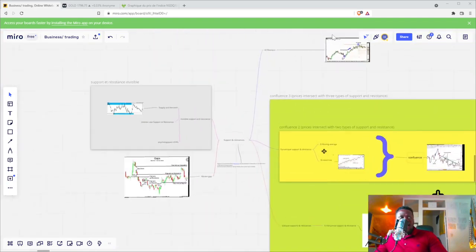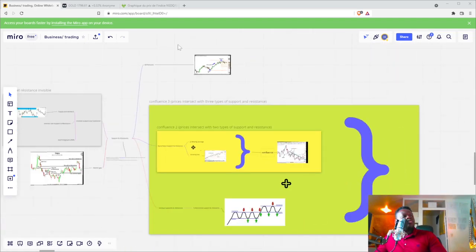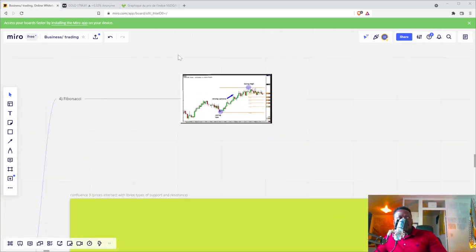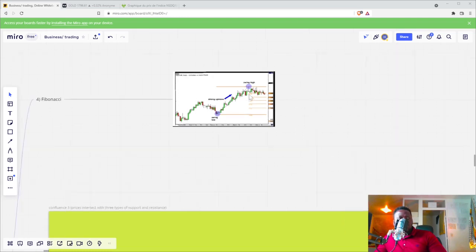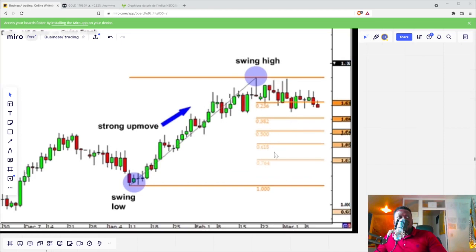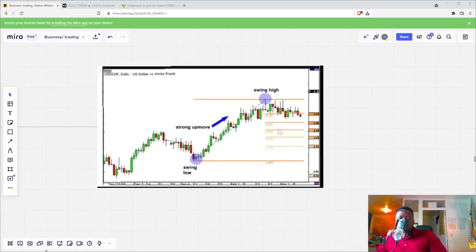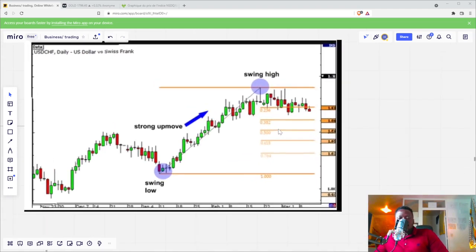Go to the next type of support and resistance. You can use some indicator to draw your support and resistance, like Fibonacci. As you can see on this peak, you have different kinds of levels for the support and resistance, and Fibonacci can give you these levels. That one can be useful. You don't need to draw your own levels, you just use one indicator that can give you all these levels.